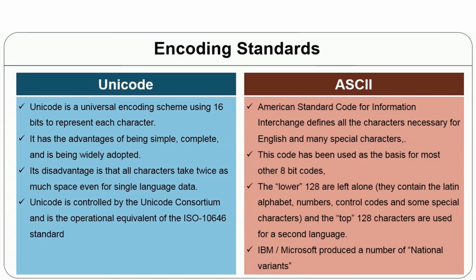In computers, every character is encoded, like in ASCII, the American Standard Code for Information Interchange, which defines all the characters necessary for English and many special characters. So ASCII is generally used for English, not for all languages. It covers English plus printable and non-printable characters, and the code is also used as the basis for most of the 8-bit character sets. And 128 characters are left over.